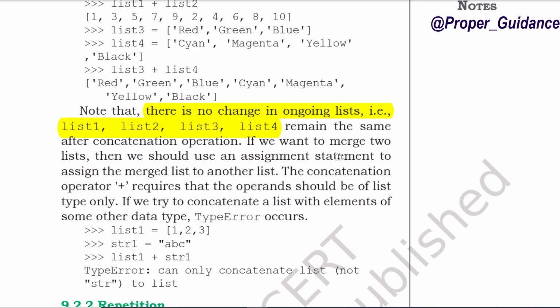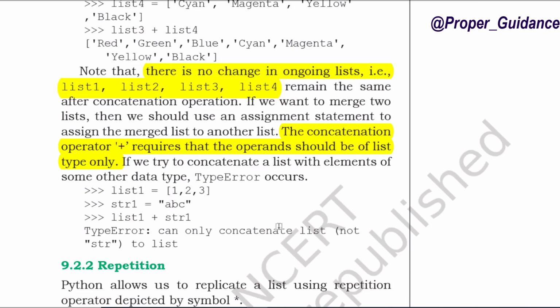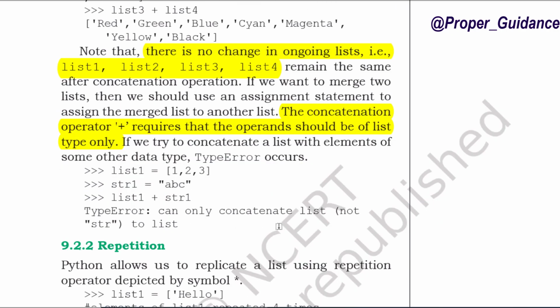If we want to merge two lists, then we should use an assignment statement to assign the merged list to another list. The concatenation operator requires that the operands should be of list type only. If we try to concatenate a list with elements of some other data type, a type error occurs. This is a very important point. What does it mean?